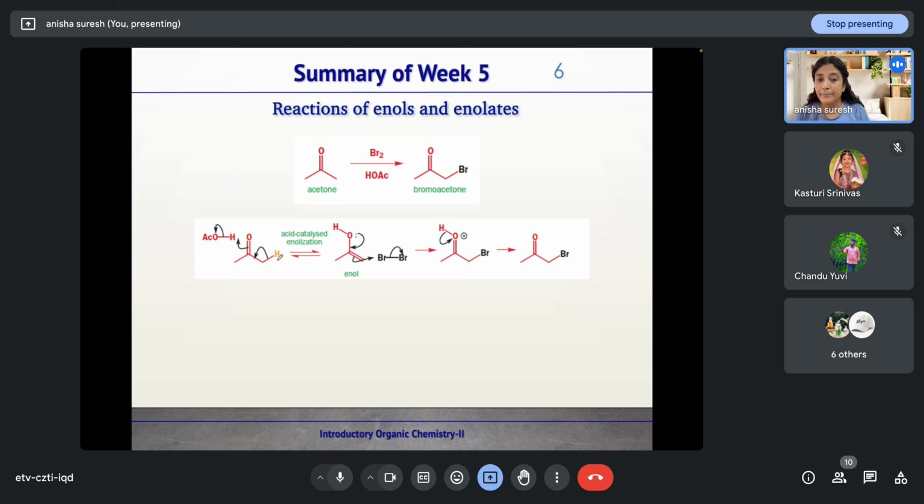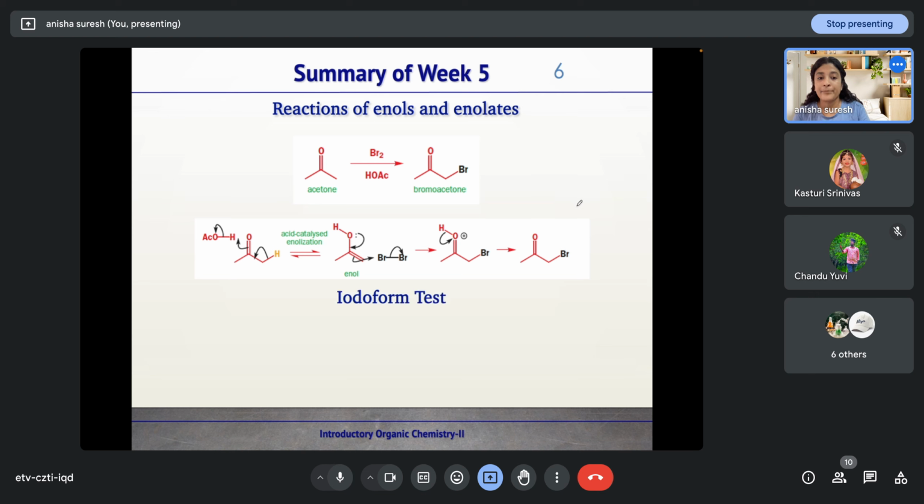Then this will be an acidic proton. This proton will be lost, and this will delocalize in this fashion, leading to the formation of the enol. And once this oxygen lone pair falls back, this double bond will go and attack the bromine. Bromide ion will leave, and it will lead to the formation of this bromoacetone in protonated form. And once the proton is lost, we will get this bromoacetone. So this is the mechanism for the formation of bromoacetone from acetone.